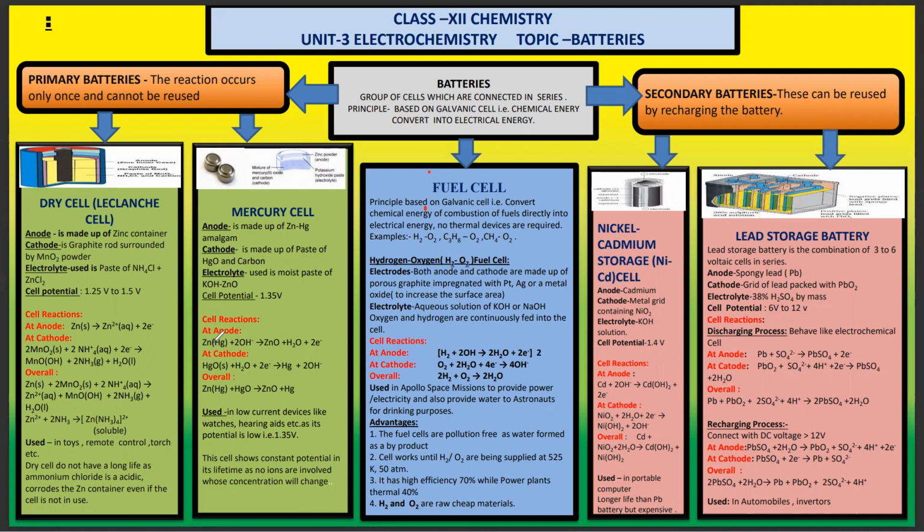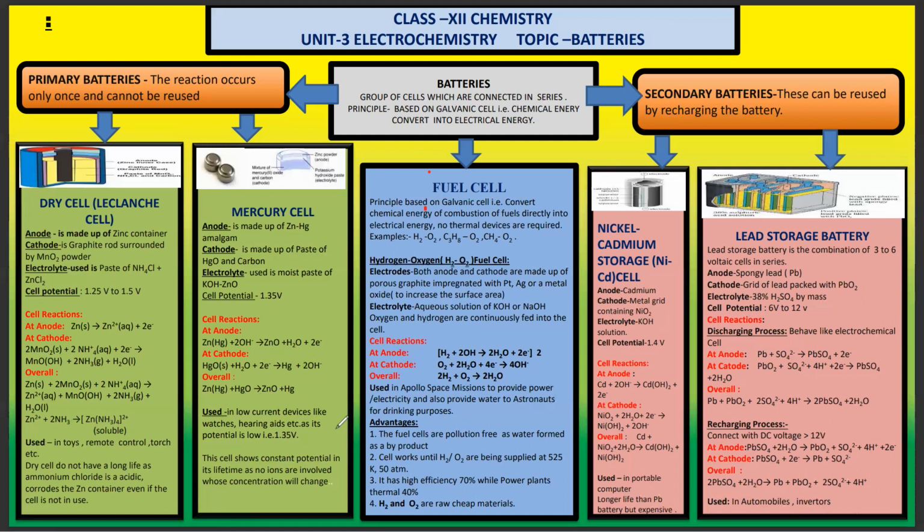Now, what is the cell reaction? At the anode, zinc in the presence of electrolyte, that is OH minus, is oxidized into zinc oxide plus water plus 2 electrons, meaning zinc converts to zinc oxide. At the cathode, mercury oxide accepts water and electrons and is reduced to mercury plus OH minus. Then you add both the anode and cathode equations. What is the overall reaction? Zinc plus HgO gives zinc oxide plus Hg.